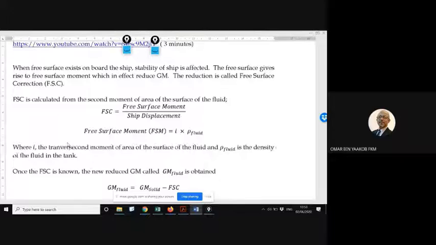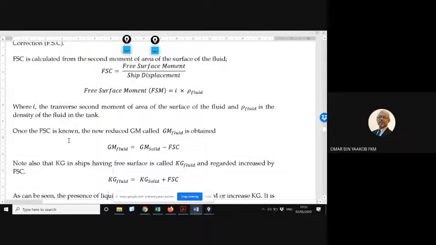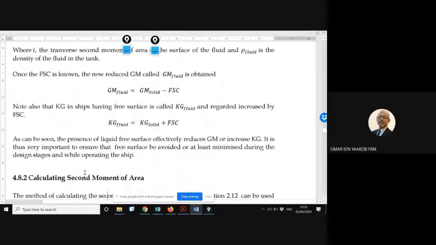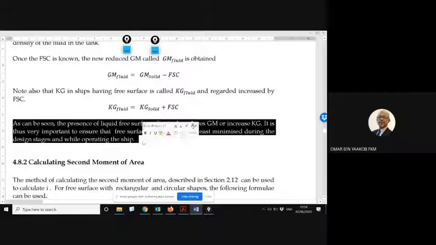So if FSC is known, then the reduced GM is called GM fluid. GM fluid is GM solid minus free surface correction. So you can read this on your own. As can be seen, the presence of liquid free surface effectively reduces GM, or increases KG, because it's like KG has been increased. This is very important to ensure that free surface is avoided or at least minimized during the design stages and while operating the ship.